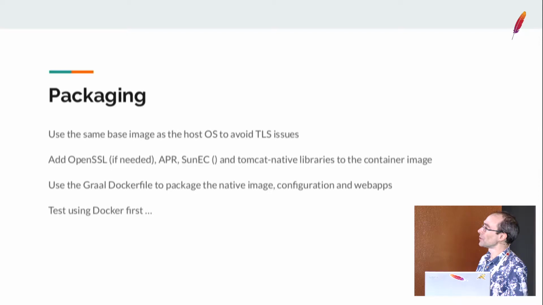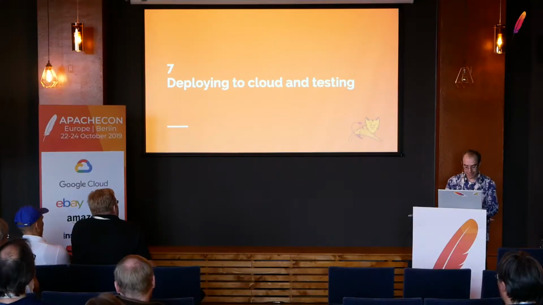So for the packaging, what I recommend at this point is to use the same base image as the host OS. This way you'll be able to use TLS. Then you add OpenSSL, APR, SunnyC, and Tomcat native libraries to the container image as needed. For example, I'm going to use Fedora, it has OpenSSL, so I don't need to add it. I still need to add APR, and I'll add SunnyC and Tomcat native. Then I use my example Docker file to package everything into my container image. It's a good idea to test using Docker first before deploying to clouds. That's the next step.